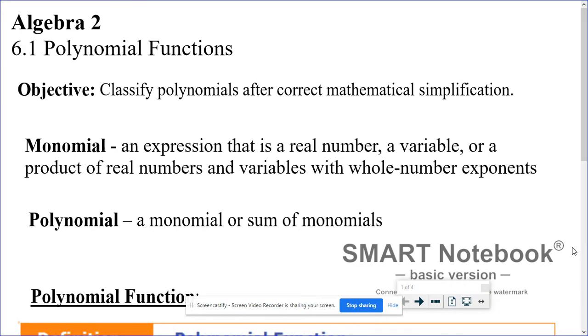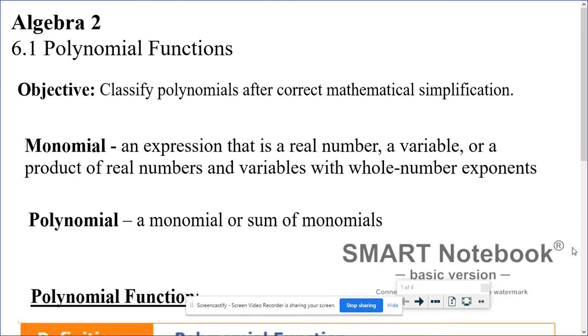A lot of what we did, the factoring, the solving, the graphing, all that stuff, we're going to apply in this chapter. Some of it will be very, very similar. Some of it we'll have to have new methods and new strategies to deal with a higher degree function. For this lesson, our only objective is that we're going to classify polynomials after correct mathematical simplification. This is a lot of just definitions.